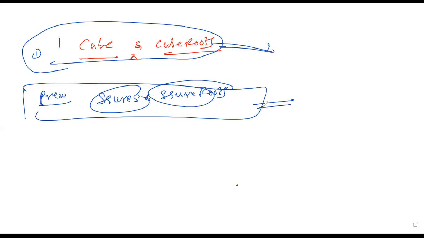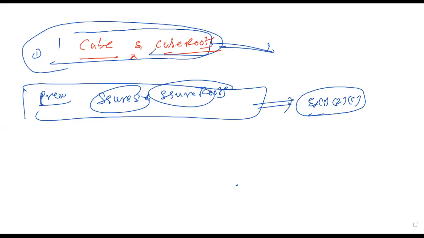For squares and square roots, we have completed exercise 1, exercise 2, and exercise 3. Three exercises are completed. Today we have to see the rest, exercise 4 and exercise 5, in the sixth chapter of the state syllabus. So let us see the cube and cube root concept today. I hope it's very clear.